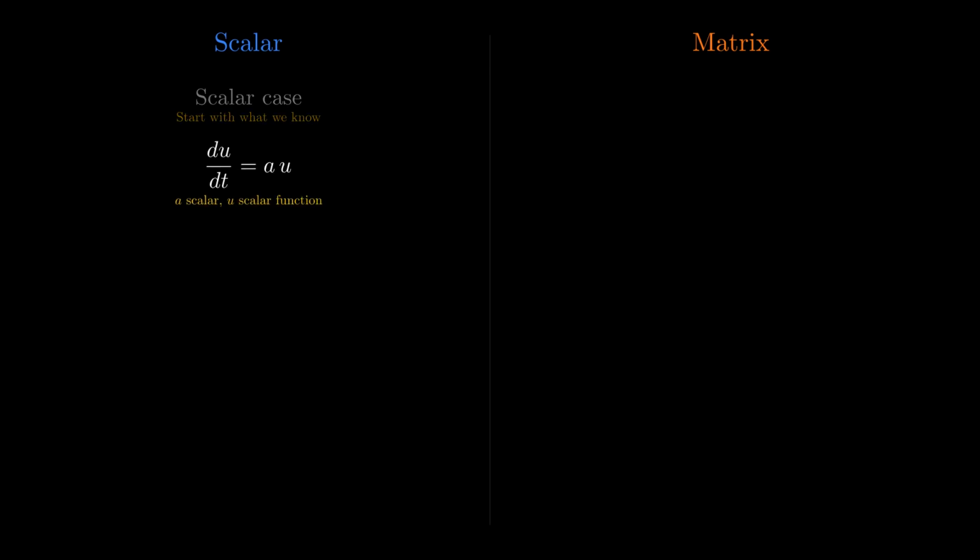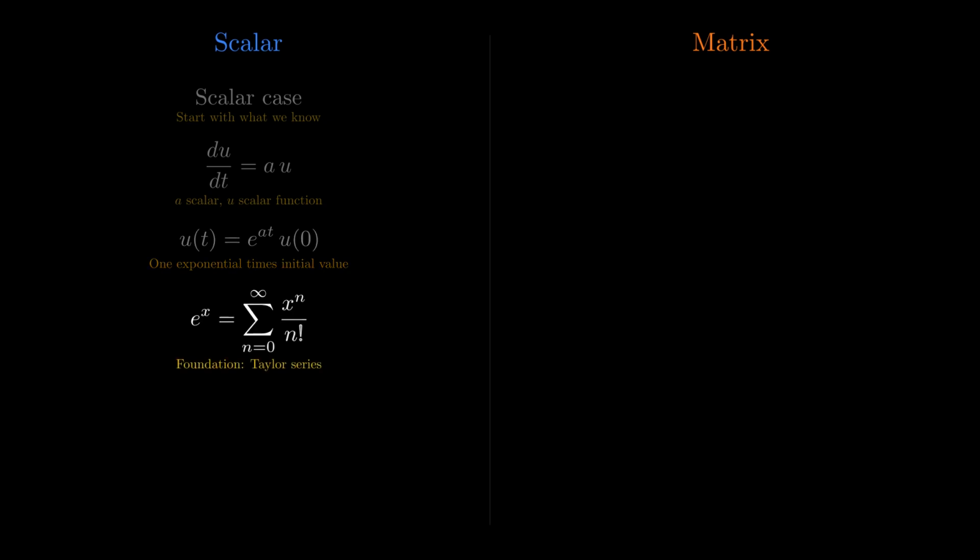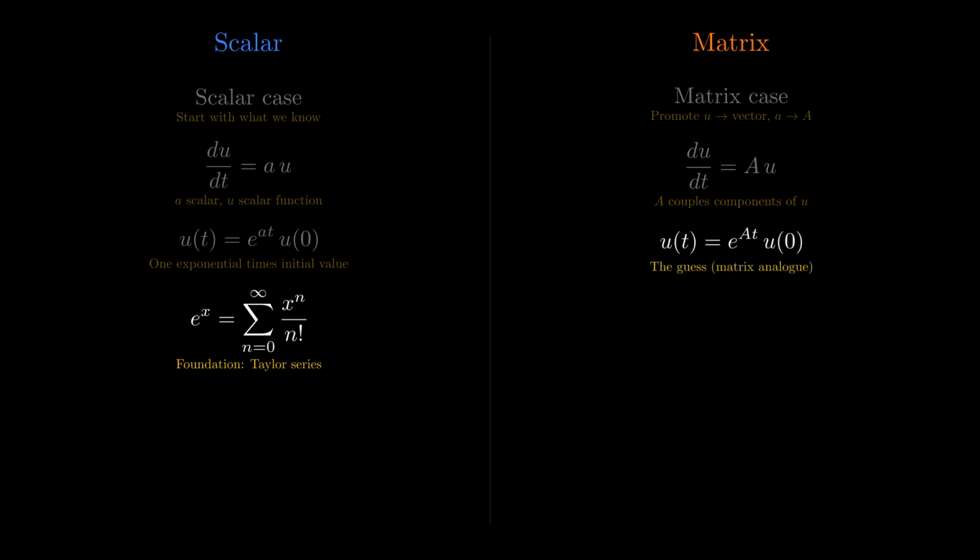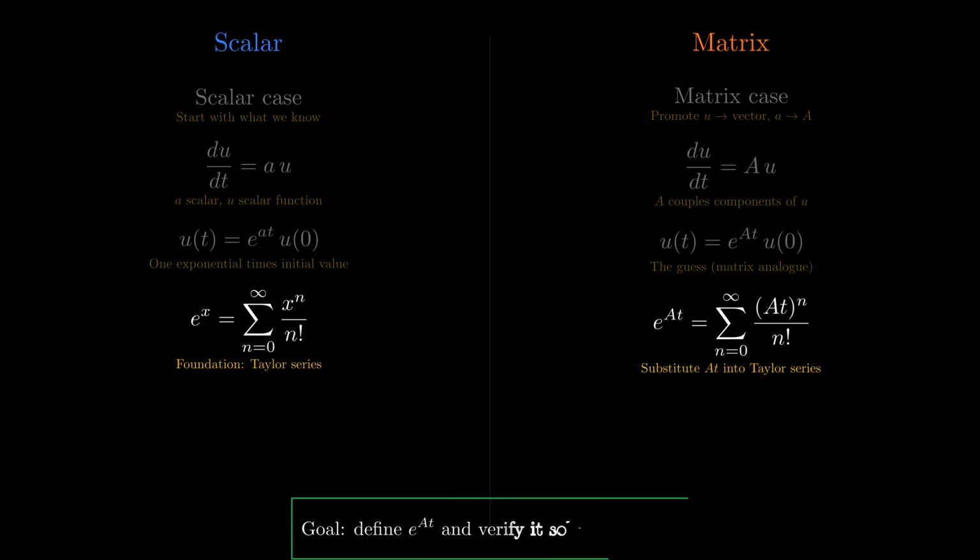The equation du/dt equals a times u has the solution u of t equals e to the at times u of 0. One number a, one exponential, and we're done. Now let's promote u to a vector and promote a to a matrix A. The system du/dt equals Au couples the components together. The matrix A mixes u1 and u2. We want the matrix analog of that clean exponential solution. Our guess is u of t equals e to the At times u of 0.